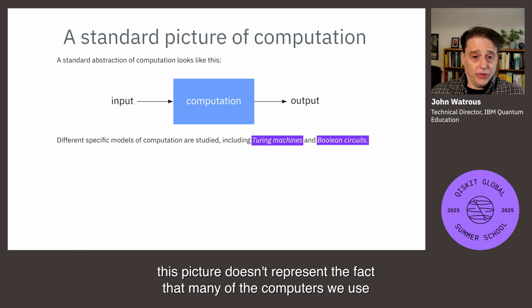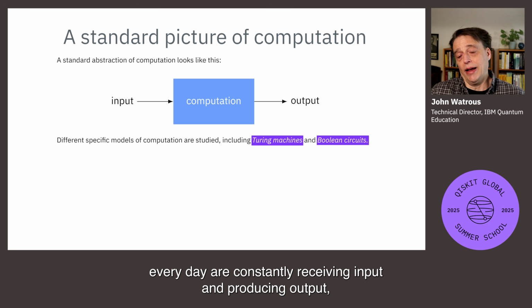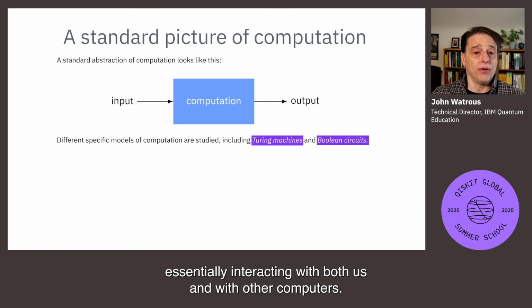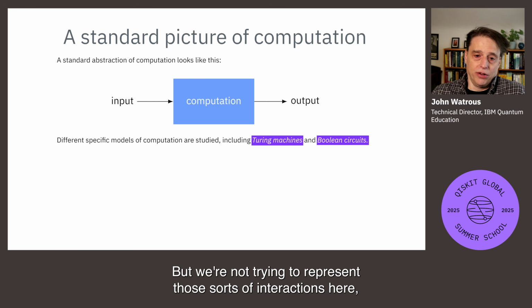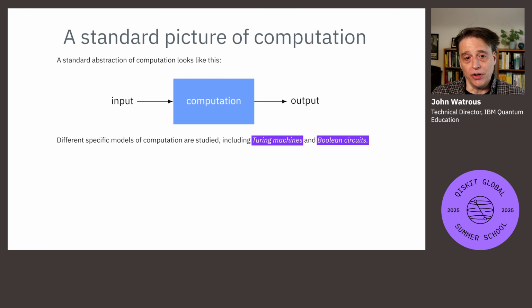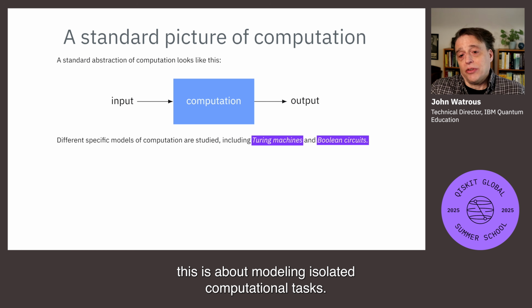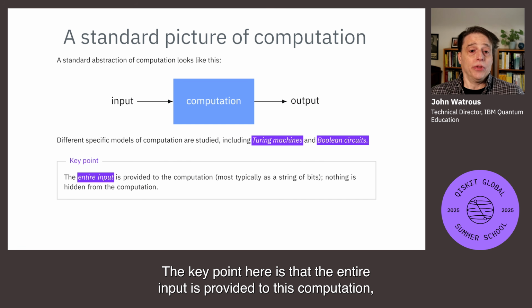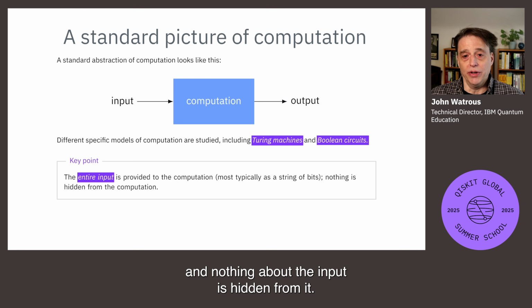To be clear, this picture doesn't represent the fact that many of the computers we use every day are constantly receiving input and producing output, essentially interacting with both us and with other computers. But we're not trying to represent those sorts of interactions here. This is about modeling isolated computational tasks. The key point here is that the entire input is provided to this computation, and nothing about the input is hidden from it.